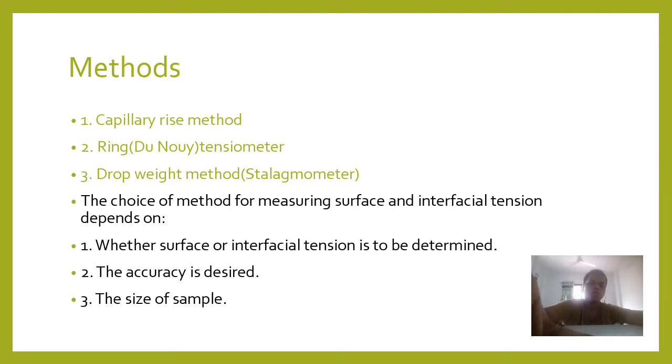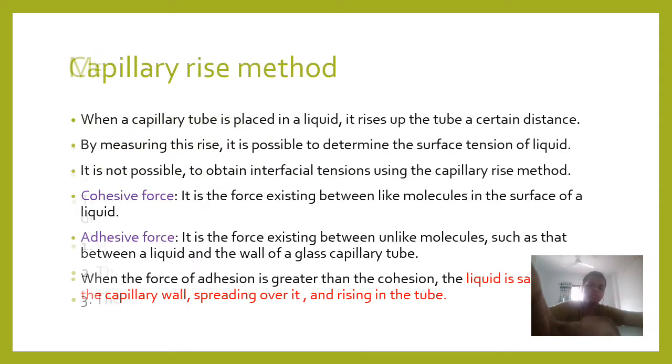So the choice of method for determining the surface and interfacial tension depends upon whether surface or interfacial tension is to be determined, then the accuracy is also essential, and the third one is the size of the sample. So depending upon your work or your experimental condition, what you need to find out, you have to select which type of method is applicable. So now let us study first of all the capillary rise method.